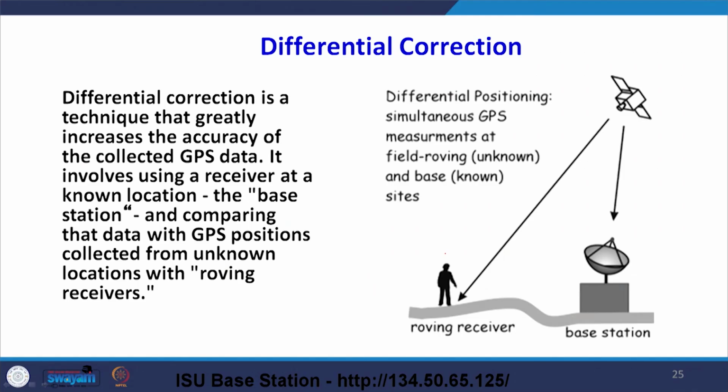whatever is the known value at the base station and whatever is the computed value at the base station, we know both, and by comparing the two we come to know the difference, and that difference is adjusted when the roving receiver is taking the observation. So, this method is called the differential correction method. So, immediately we can make the corrections.